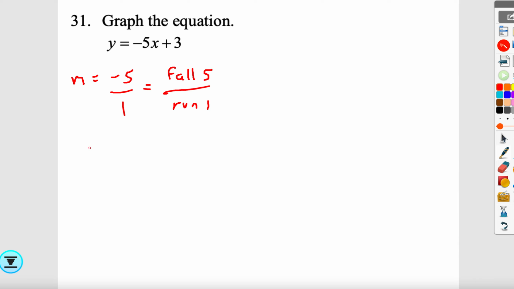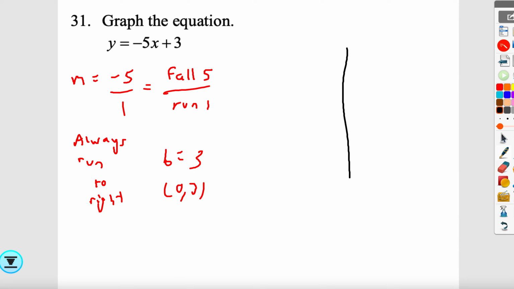Remember, we always run to the right. Always run to the right. When it's negative, we go down. Always run to the right. And then we know the b is 3, which is the point (0, 3). So we have what we need to graph our equation.